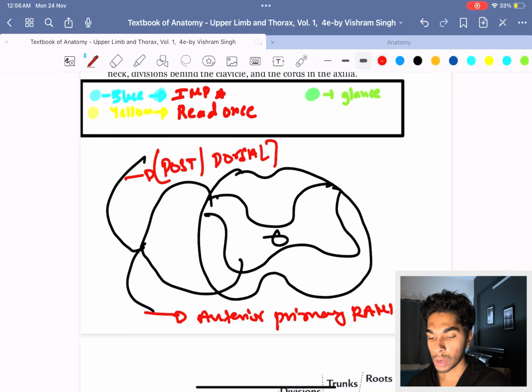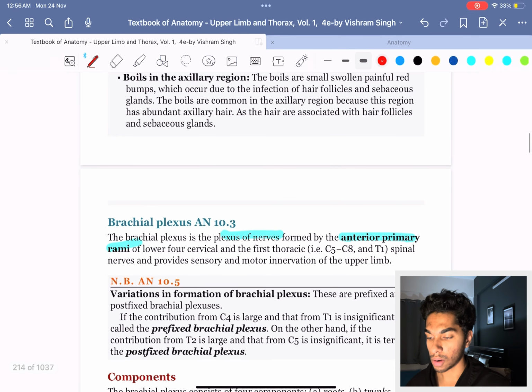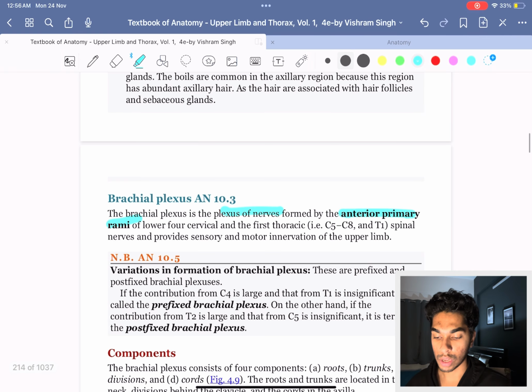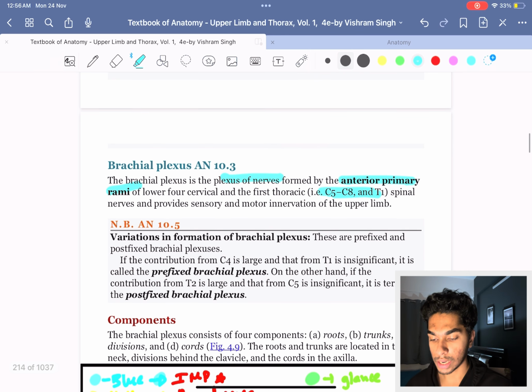What is the root value? It's given here, C5 to T1. Look, C5 to T1, C5 to C8 and plus T1. C is cervical, T is thoracic. So that's it. This is what is written here, done.